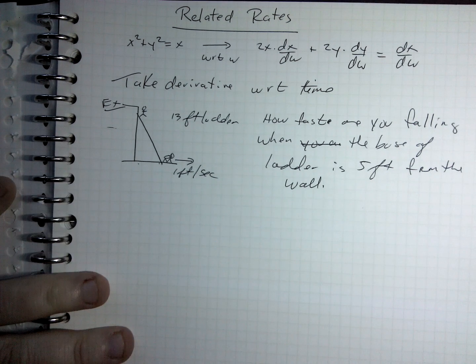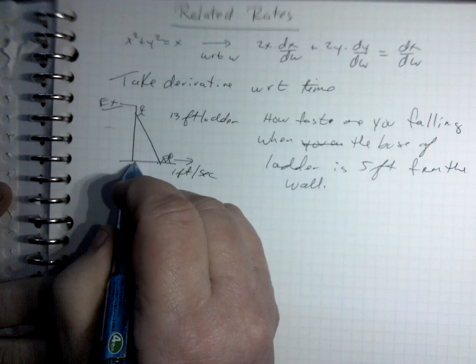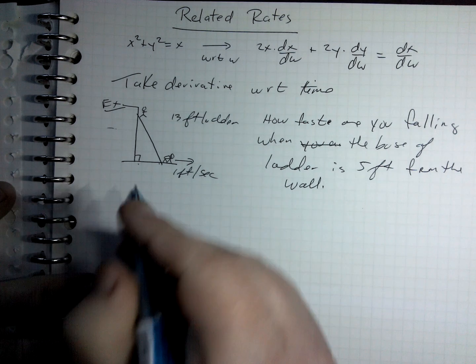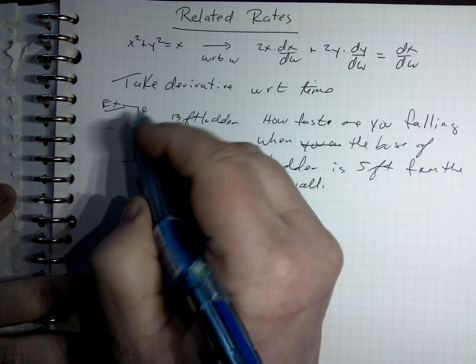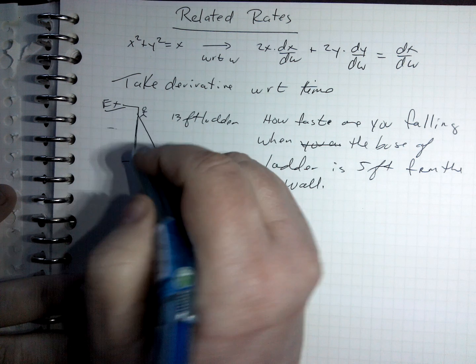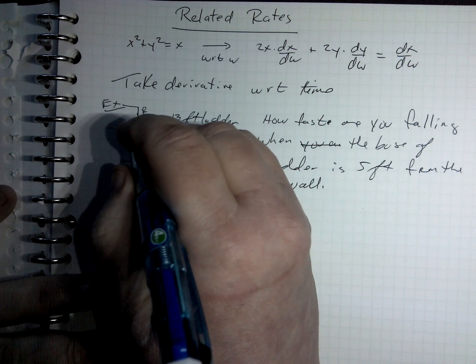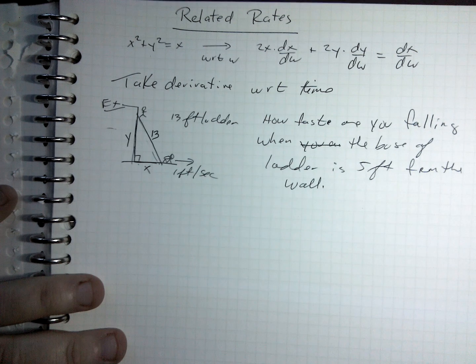Okay, so here's the situation. We've got a 13-foot ladder. I'm going to label these lengths. Anything that changes will get labeled with a variable. So this length here is going to change. I'm going to give it an x. The height you are off the ground is going to change. I'm going to give it a variable y. The length of the ladder doesn't change, so it's going to get whatever its length is.